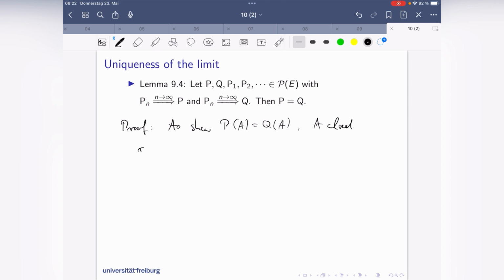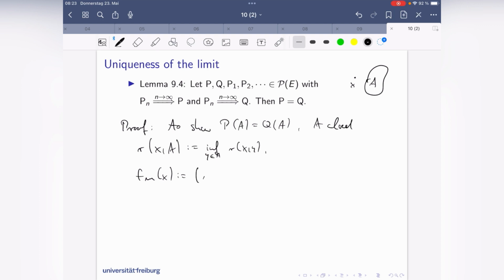We have a metric space, so we can define the following. The distance of a point x to a set A is the smallest distance of x to any point in A, so that's this distance here. And we have a closed set at the moment, and we need to approximate this closed set somehow, and we do it like this.